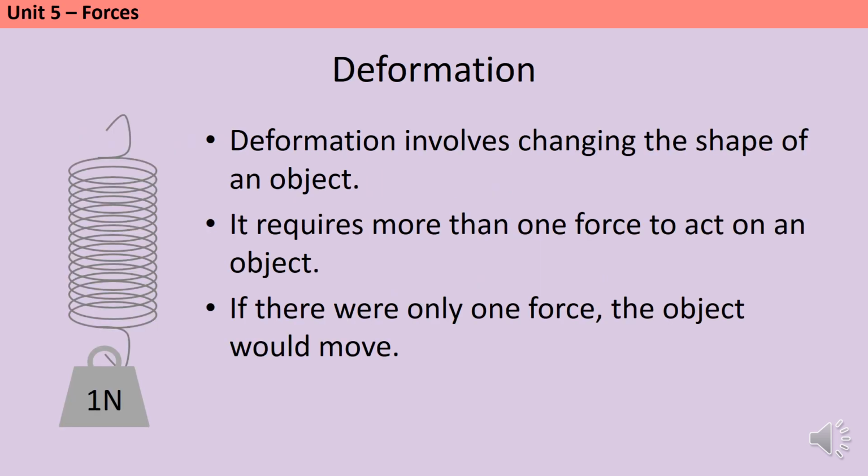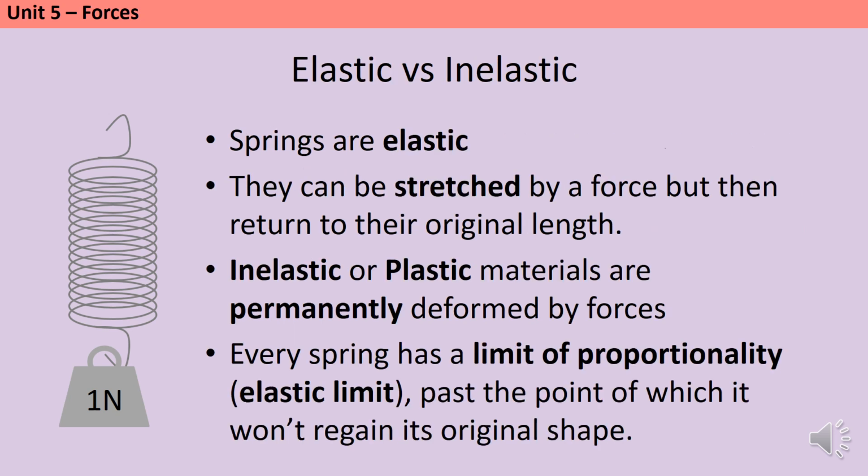We start by thinking about deformation, which means changing the shape of an object. In order to deform an object and change its shape, you need more than one force to be acting on the object. If there were just a single force, then the object would move. Deformed objects can be separated into those that are elastic and inelastic. Springs are elastic in nature.